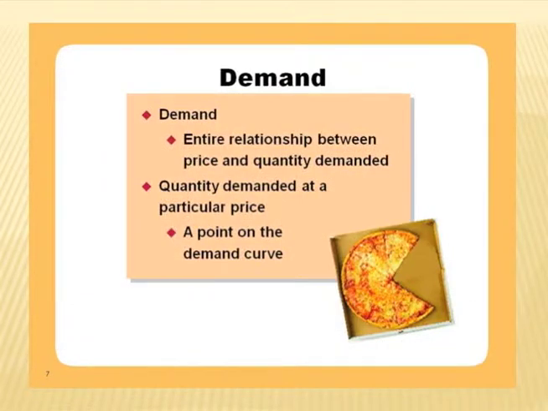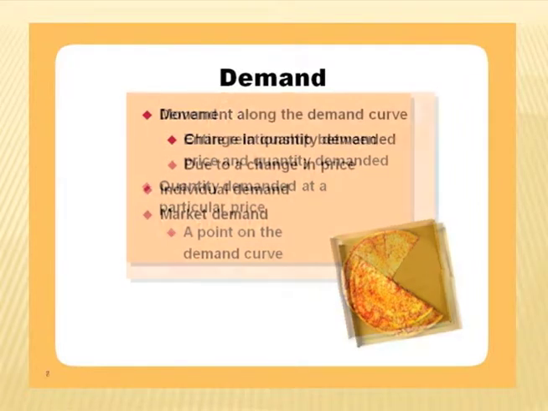Now, this is kind of nomenclature or term usage here. Demand refers to the entire relationship between price and quantity demanded. So we talk about a demand curve or a demand schedule, which lists for us not just one, but multiple points. It gives us the entire structure of that relationship, not just a single point. Quantity demanded, on the other hand, is a particular point. It is a single point on the demand curve, or a single point on the demand schedule. It only gives us one part of the overall relationship, whereas demand gives us the entire relationship.